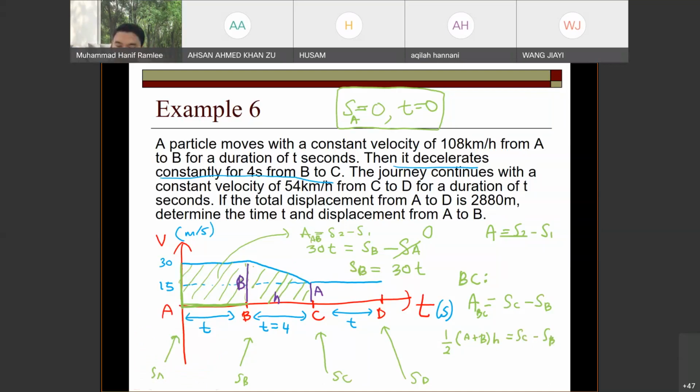So substitute all the information there, you can get the SC. Since SB is already calculated, you can substitute SB into the equation, you will get SC straightforward. The SC is the value 90 plus 30T.